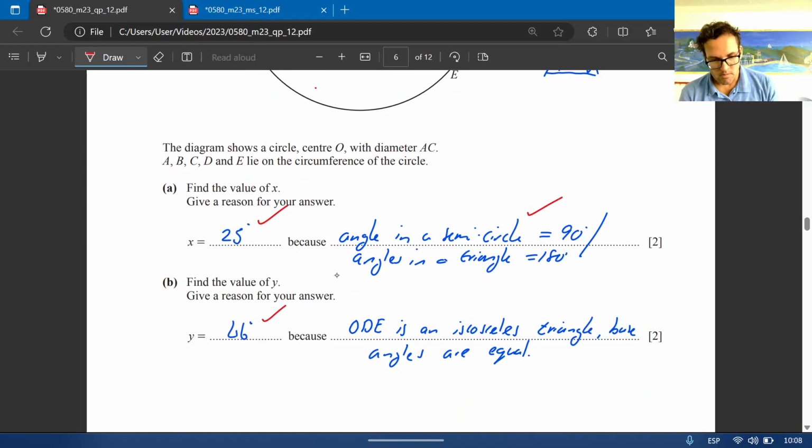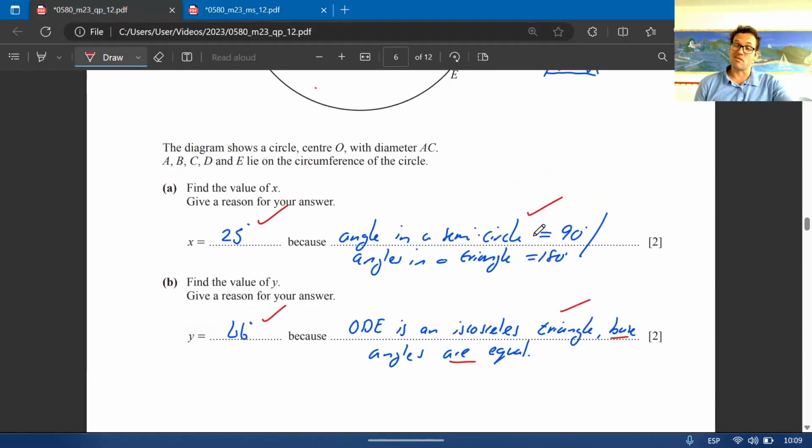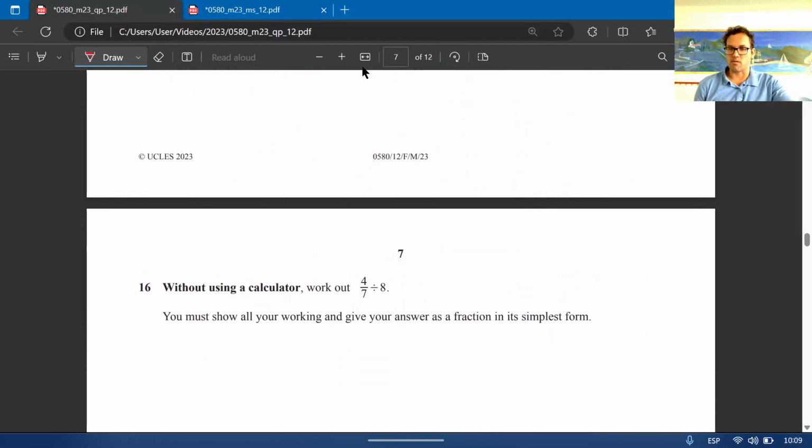Isosceles triangles, base angles are equal. So I wrote it a bit the wrong way around, made it a bit long. So there's a shorter way. Base angles of an isosceles triangle are equal. That will be good enough. Okay. With a little bit of practice you'll get this right every time.